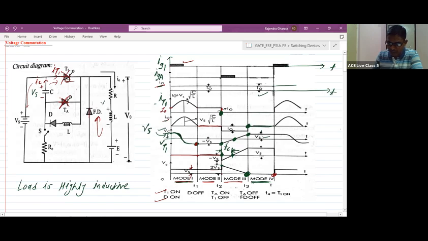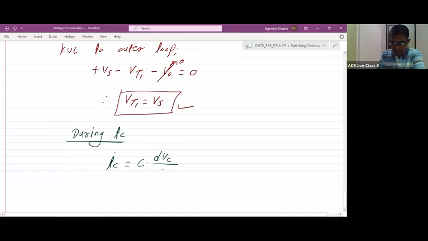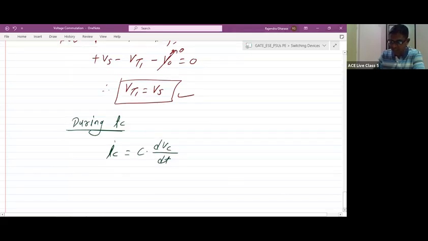Now, how to find the TC value? Let us discuss. Corresponding to TC, what is the IC? IC is I0. And what is the VC? VC is linear. Now can we write, during TC, capacitor current IC is equal to C into dVC by dt.